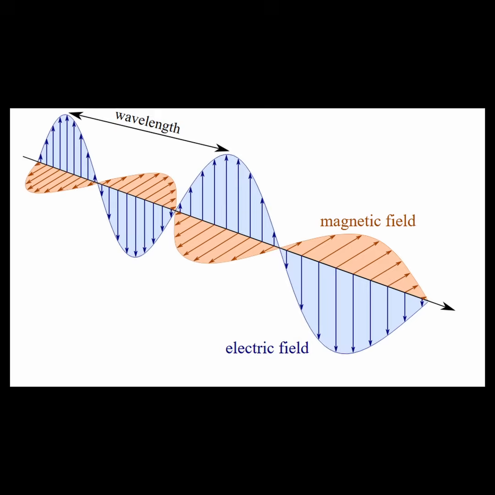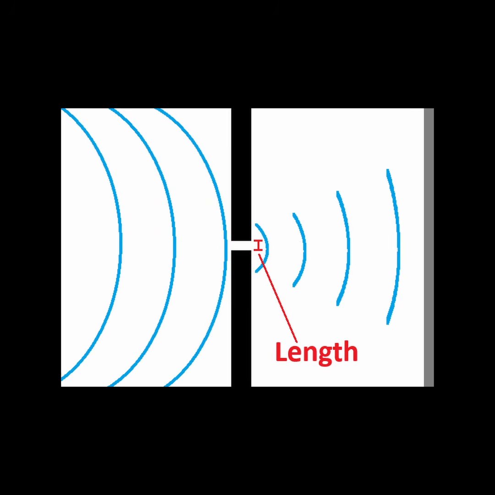Part of the wave will continue through the opening, and it will spread out beyond the barrier. The spreading out beyond the aperture is what we call diffraction. We can conduct experiments with the wave by changing its wavelength, the distance between two adjacent peaks in the wave, or changing the length of the opening of the barrier.